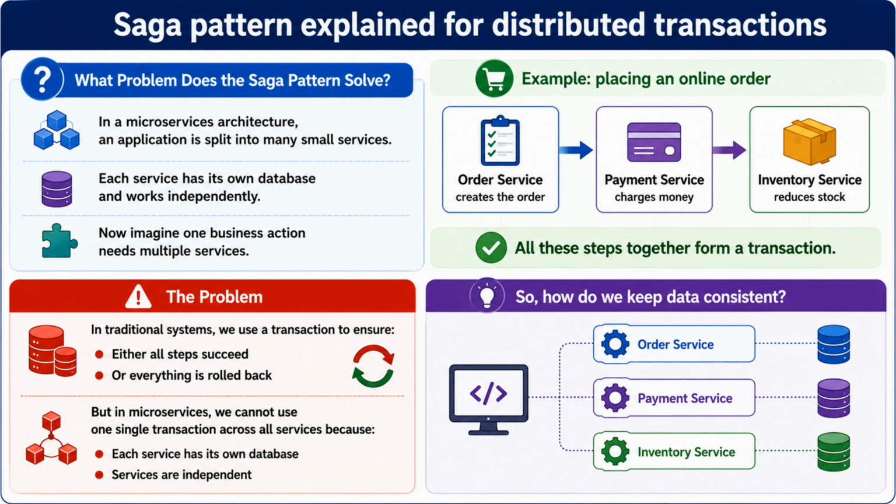Have you ever wondered what happens when one service succeeds but another service fails in a microservices application? Imagine this situation. Your order is created successfully. Money is deducted from your account, but inventory update fails because stock is unavailable. Now the system has inconsistent data. Order exists, payment is completed, but product stock was not updated. So how do companies handle this problem in distributed systems?